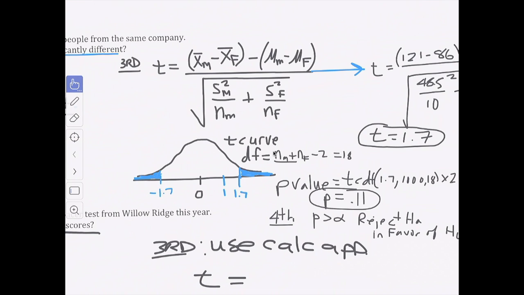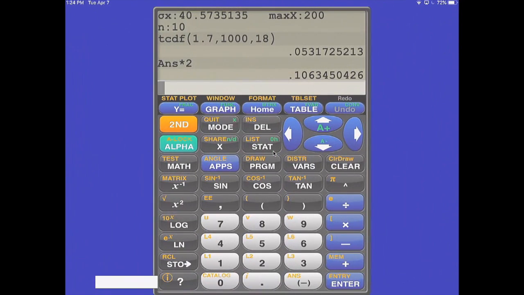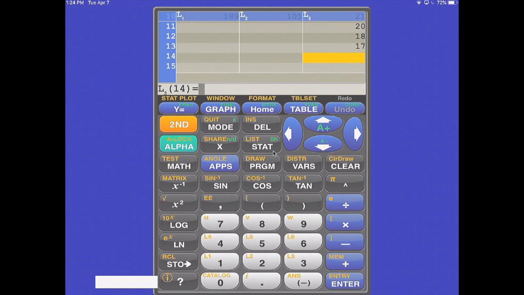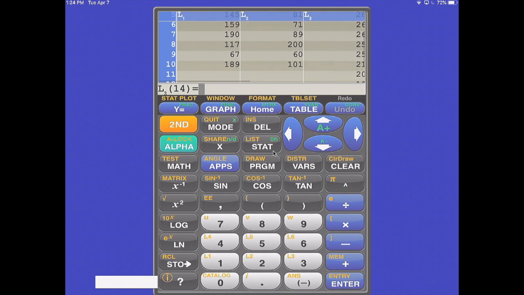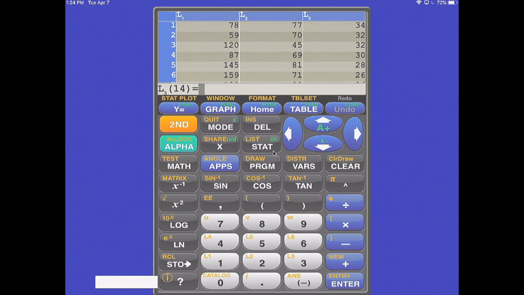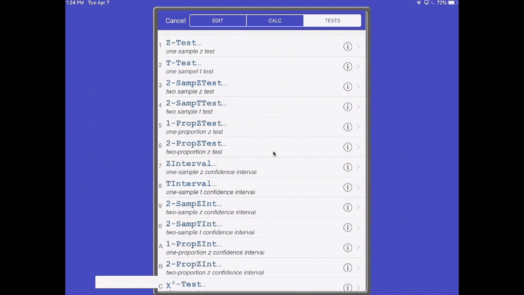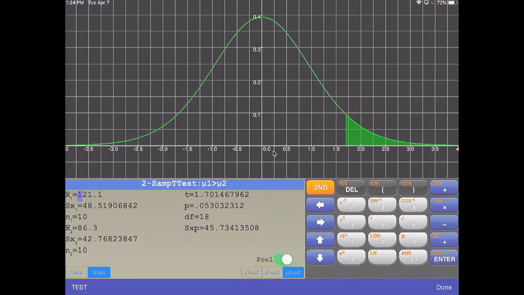So, to show you how that's done, remember, it just doesn't magically happen this way. You have to actually begin by having the lists typed in. So I had list 1, list 2 typed into the calculator. I'm going to press stat and then go to my test menu. And there I'll see a few steps down, in line number 4, the 2-sample t-test.